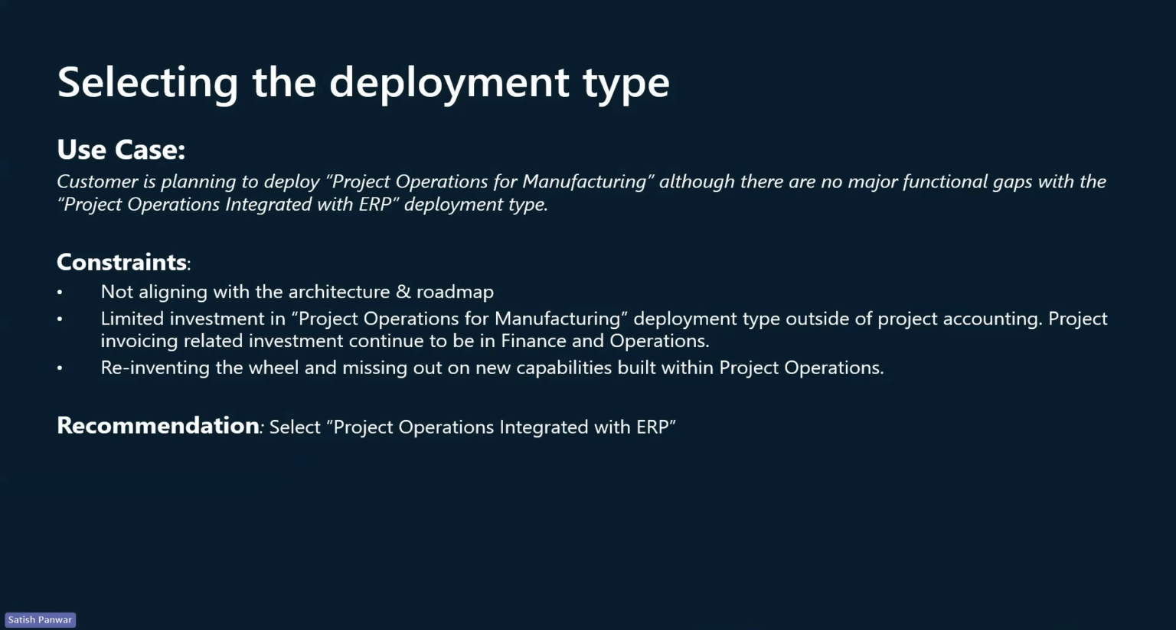Let's consider a use case. Customer is planning to deploy project operations for manufacturing, although there are no major functional gaps with the project operations integrated with ERP deployment type. In such scenario, you need to reconsider your decision. Is it absolutely necessary? If not, use project operations integrated with ERP deployment type.